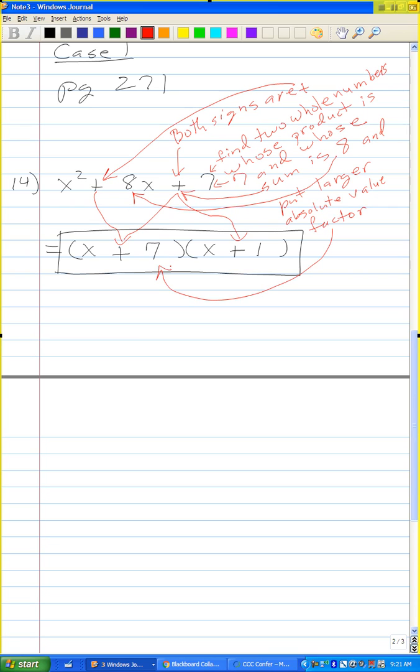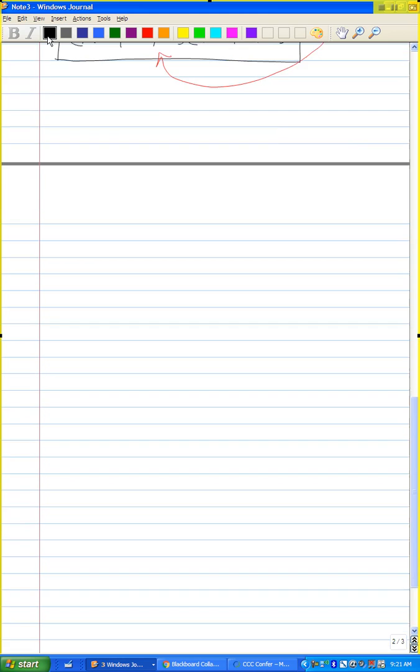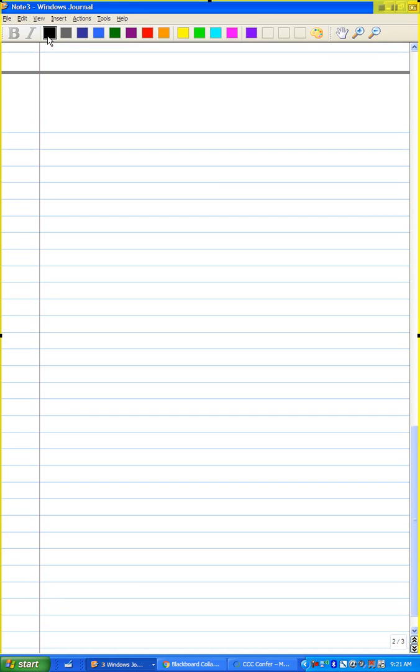And so I'll put the larger factor first. Let me do problem number 16. A squared minus 7a plus 12.